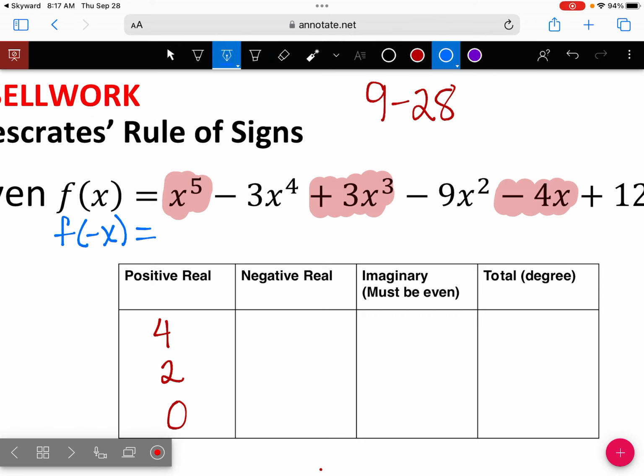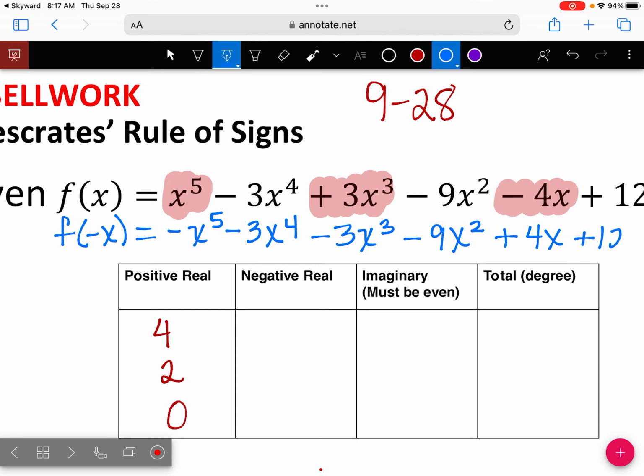So this becomes a negative x to the 5th. The next term doesn't change. A negative 3x cubed. The next term does not change. A positive 4x and a positive 12. So now let's go ahead and count our sign changes. We have nothing, nothing, nothing, 1, nothing.